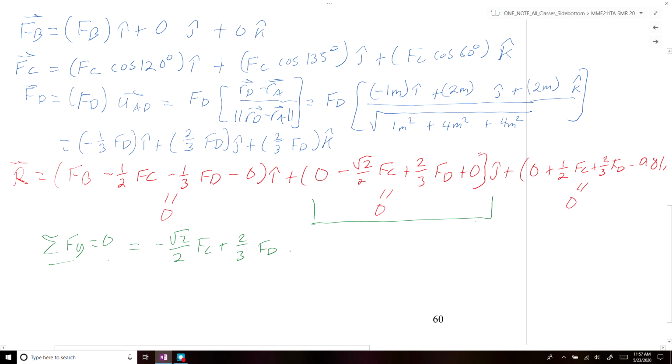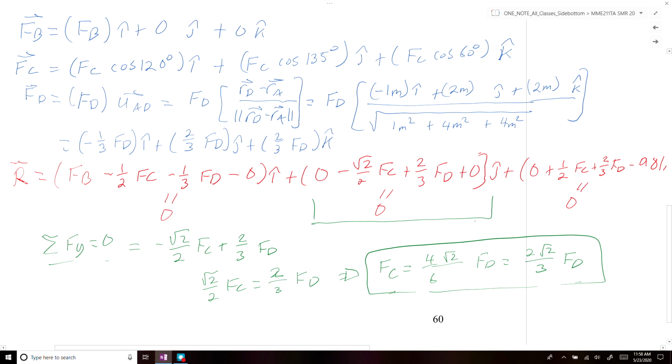minus radical 2 over 2 FC plus 2/3 FD. All right, so we'll move one of them to the other side, so we'll get radical 2 over 2 FC is equal to 2/3 FD. We'll then say that FC will be equal to 4/3 times radical, it should be 4 over 6 times radical 2 FD, or 2 radical 2 over 3 FD.